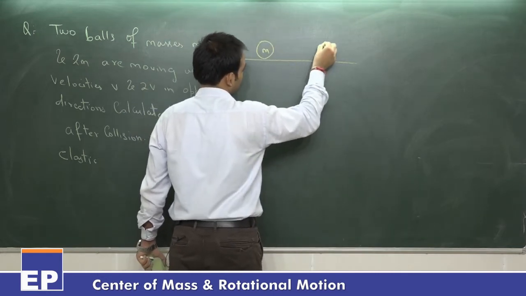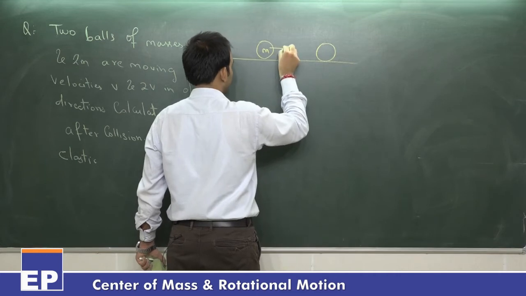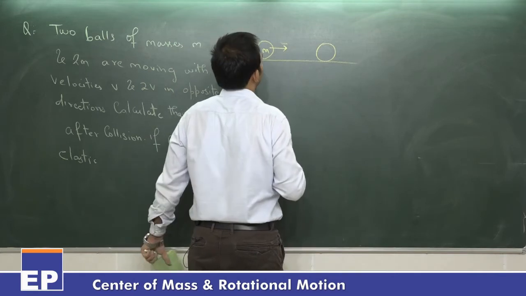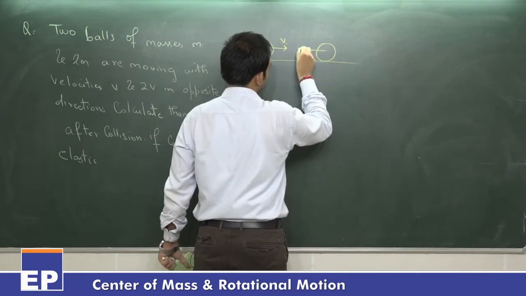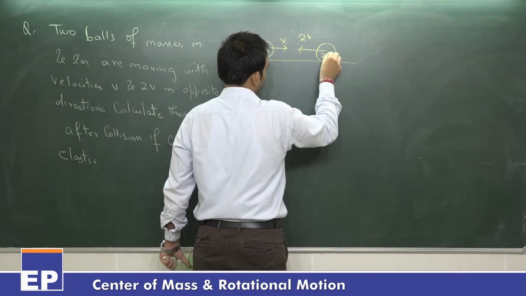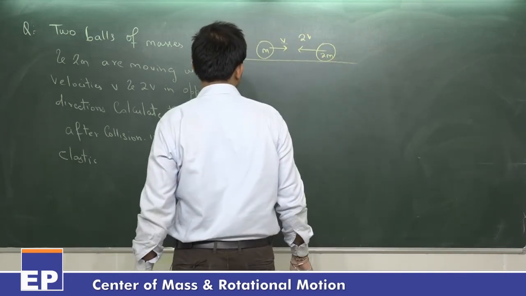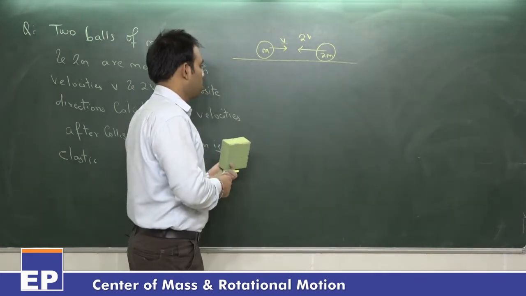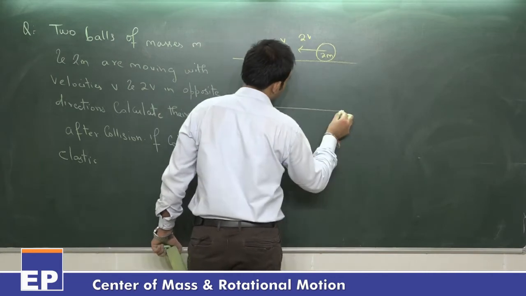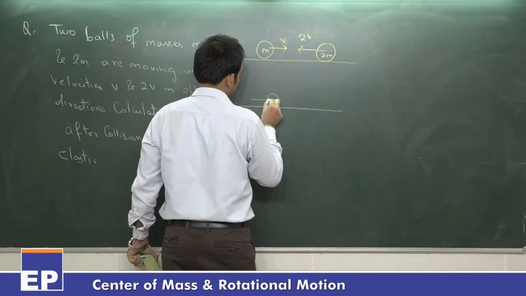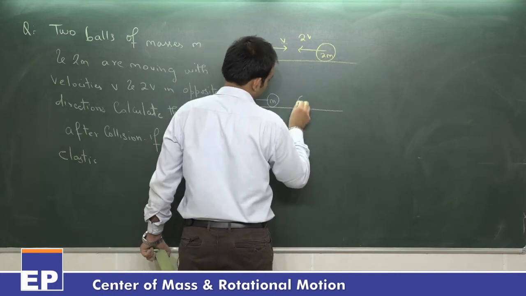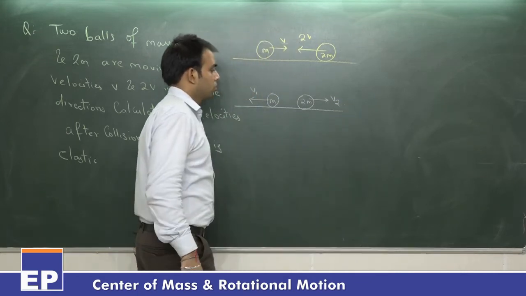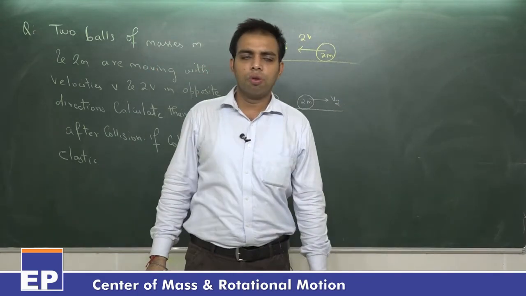This is M. This is moving with 2V. This is moving with V and this is moving with 2V. This is 2M. They will collide elastically, and after collision, let's suppose they start moving in this direction with V1 and V2. So we have to calculate the value of V1 and V2.